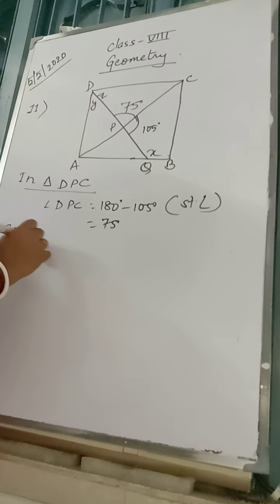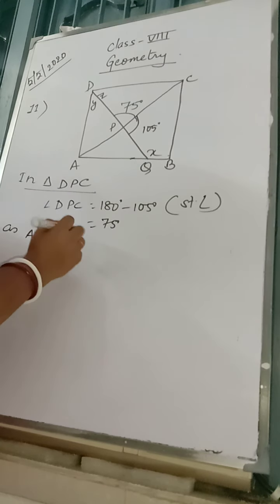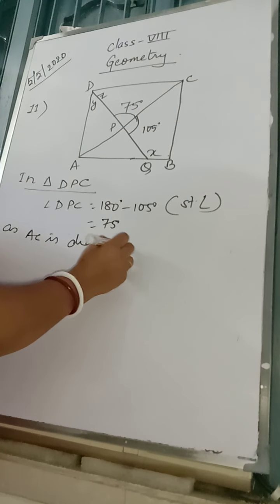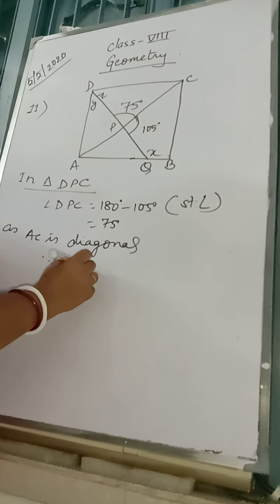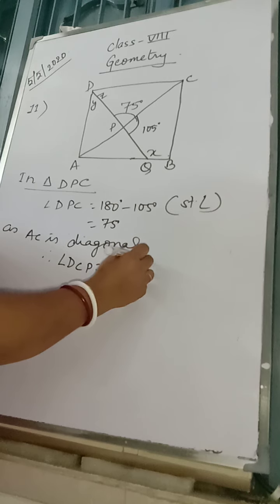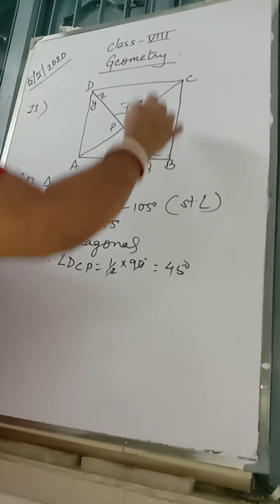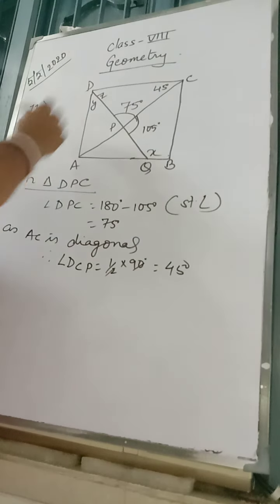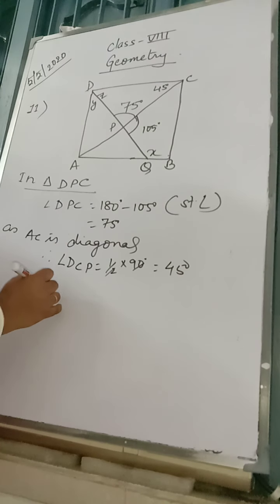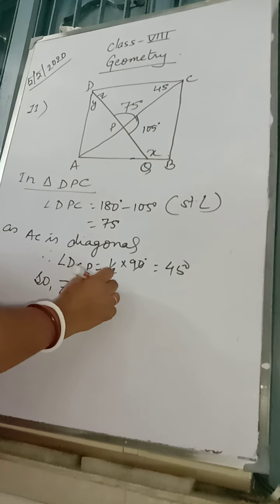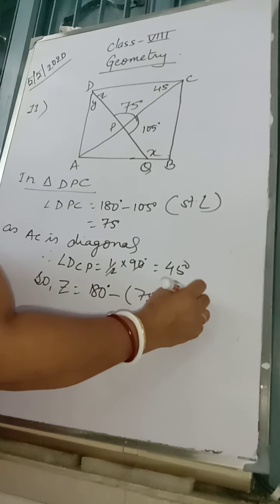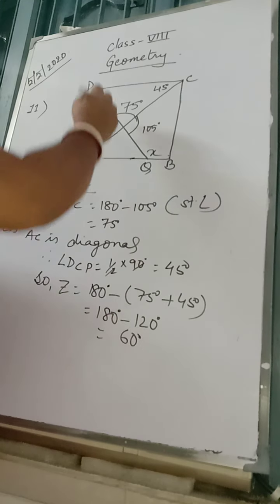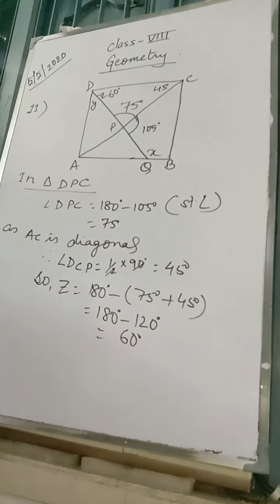As AC is a diagonal, angle DCP will be half of 90 degrees, 45 degrees. Now we got 45, okay? So Z is equal to 180 minus (75 plus 45) degrees, or 180 minus 120 degrees, is equal to 60 degrees. We got the value of Z, 60 degrees. Done.